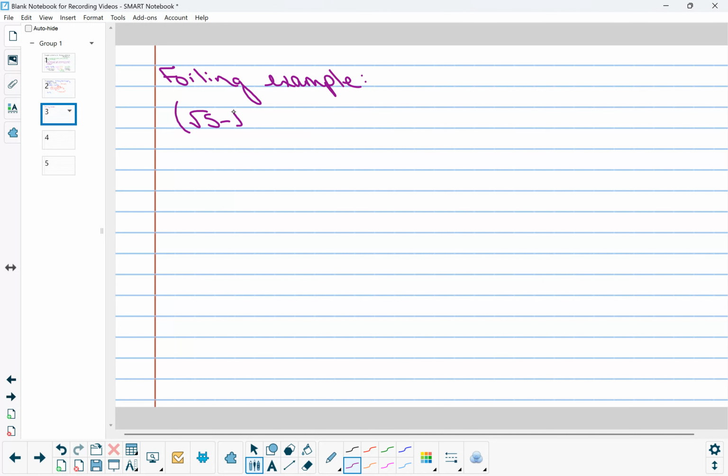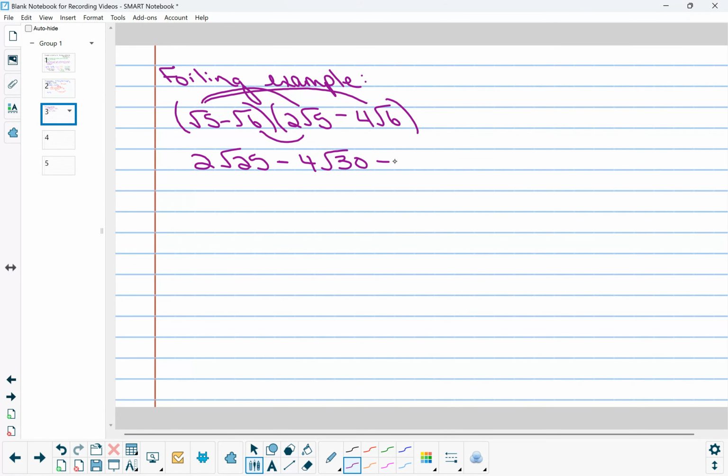Rad 5 minus rad 6 times 2 rad 5 minus 4 rad 6. All right, so foiling, you're going to distribute this. So I'm going to go 2 rad 25, and then I'm going to multiply these two, so minus 4 rad 30. Then these two, this is going to be negative 2 rad 30. And then these two, so negative times a negative, that's going to be a plus, 4 rad 36.